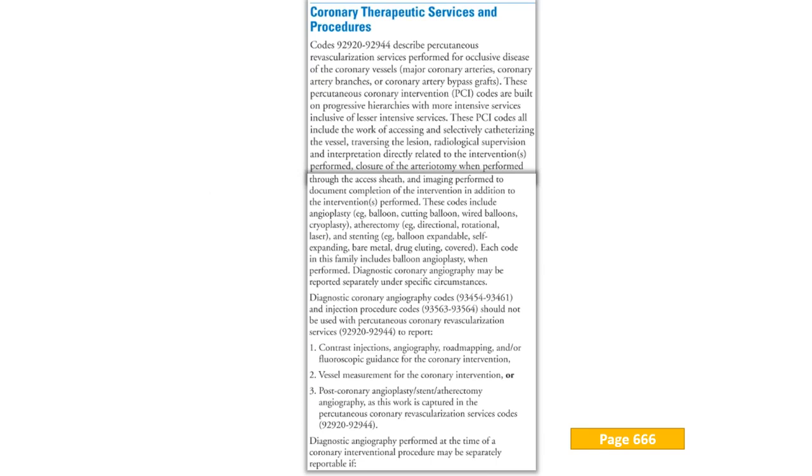All right, let's go to page 666 in your manual. We're going to start going through these guidelines because I want to make sure you understand them. Okay, codes 92920 to 92944 describe percutaneous revascularization services performed for occlusive disease on the coronary vessels. That includes major coronary arteries, the coronary artery branches, or coronary artery bypass grafts. These PCI codes are built on progressive hierarchies, with more intensive services inclusive of lesser intensive services.